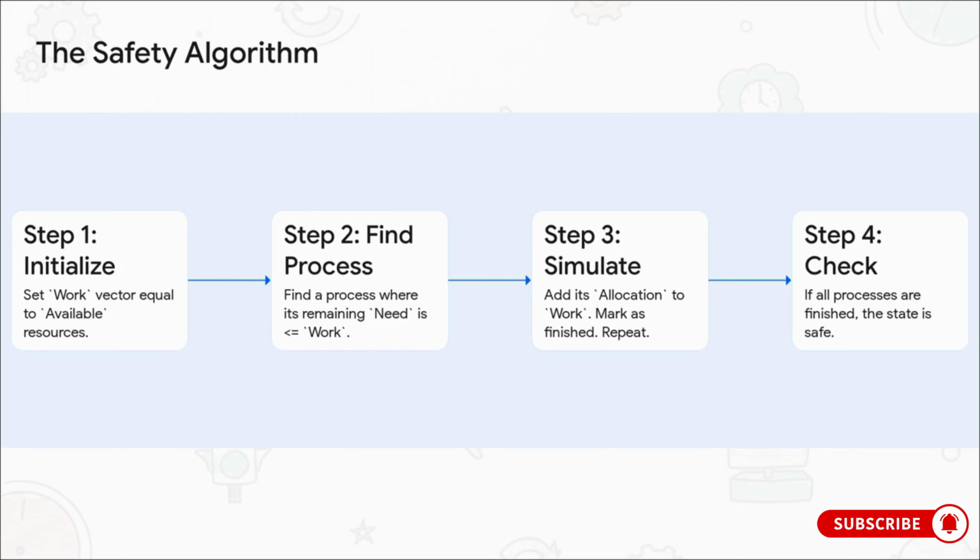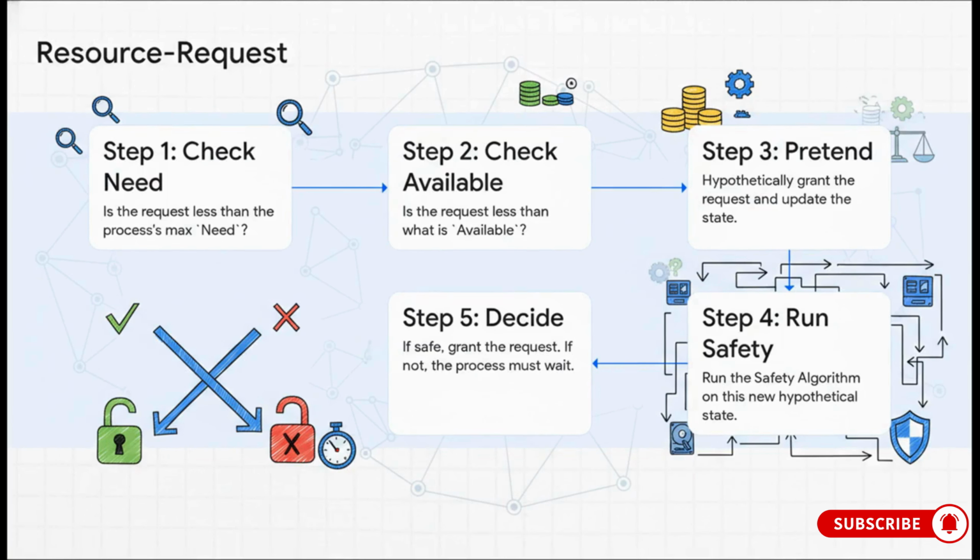The banker adds that full loan amount back to its pile of work cash. Then it repeats the process, looking for another customer it can satisfy with its now larger pile of cash. If the banker can find a sequence where every single customer can be satisfied and finish, the state is safe. So now let's put it all together.